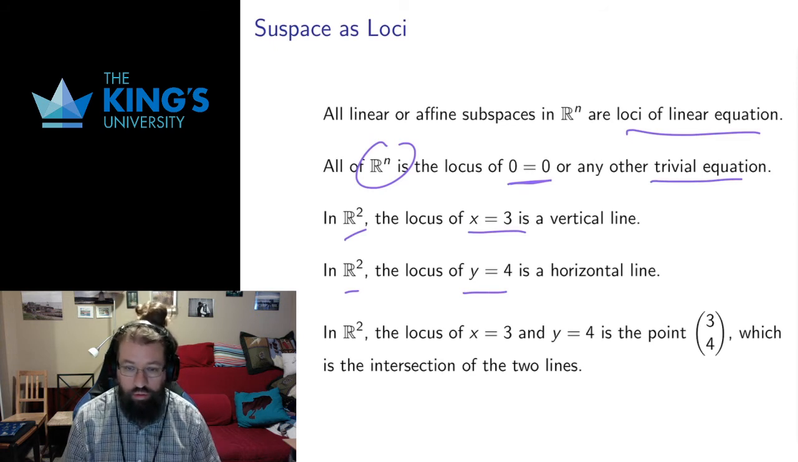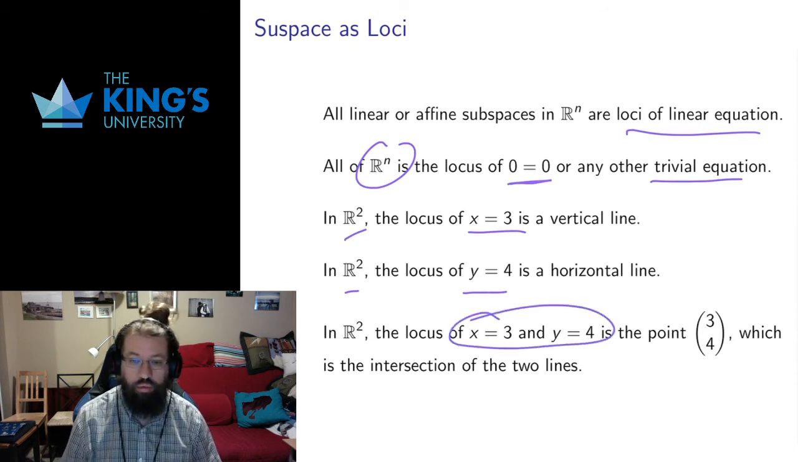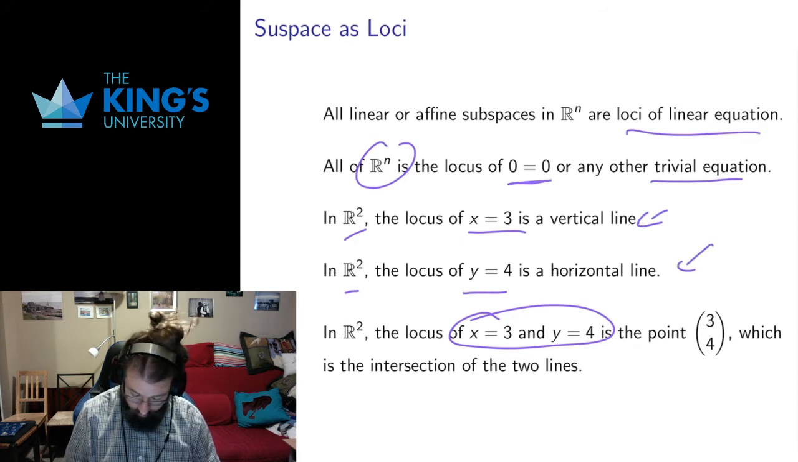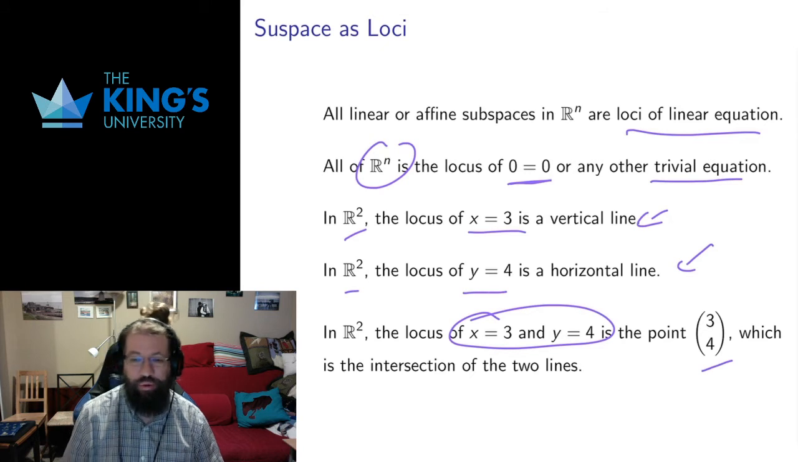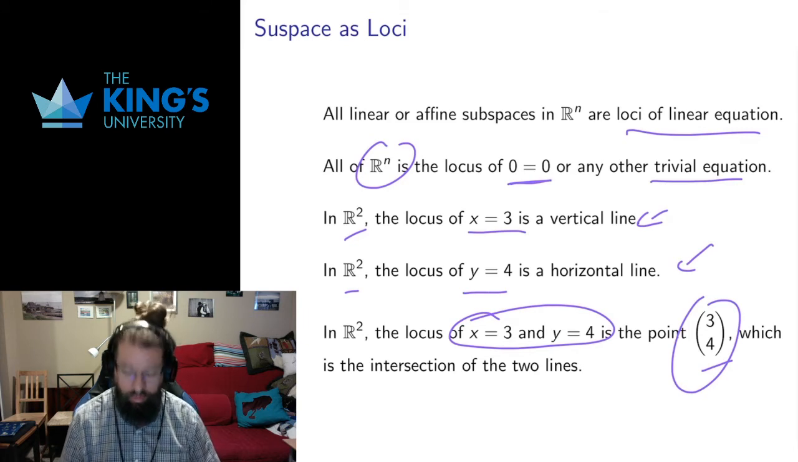These are linear equations. And I can allow multiple equations. So if I consider both these equations, x equals 3 and y equals 4, then I want a point that's on this vertical line and a point that's on this horizontal line. I get the point 3, 4. So the locus of the two equations is now the unique point. And this is the intersection of the two lines.